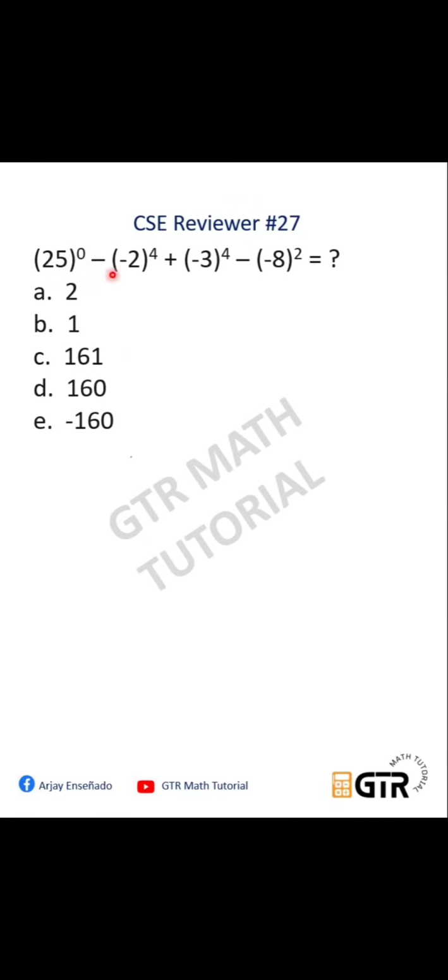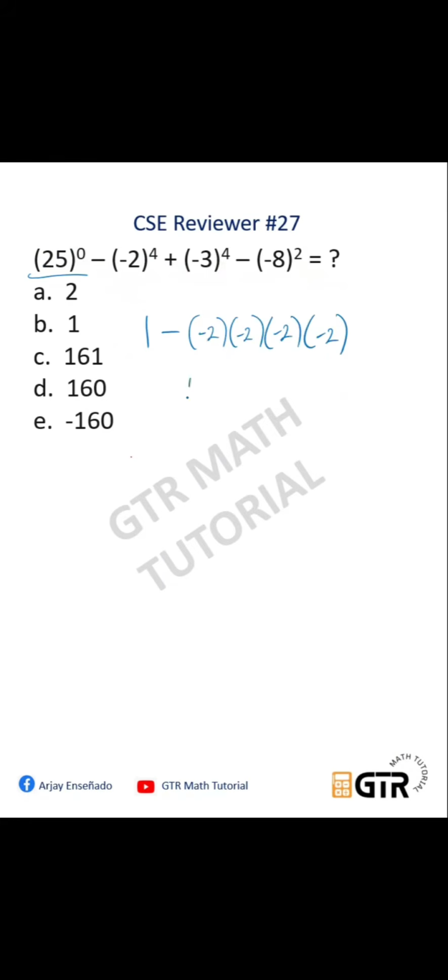25 raised to 0 minus negative 2 to the fourth plus negative 3 to the fourth minus negative 8 squared. Okay, so evaluate lang natin. So for the first one, we have 25 raised to 0. That is equal to 1. And then we have minus, and then negative 2 to the fourth. So that means negative 2 times negative 2 times negative 2 times negative 2.